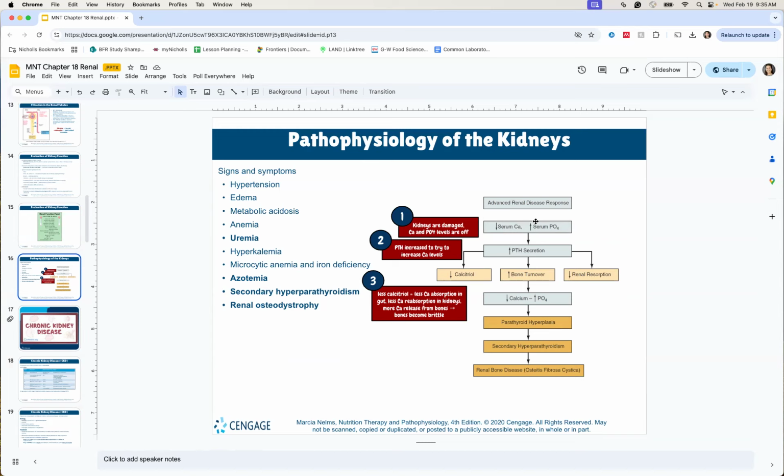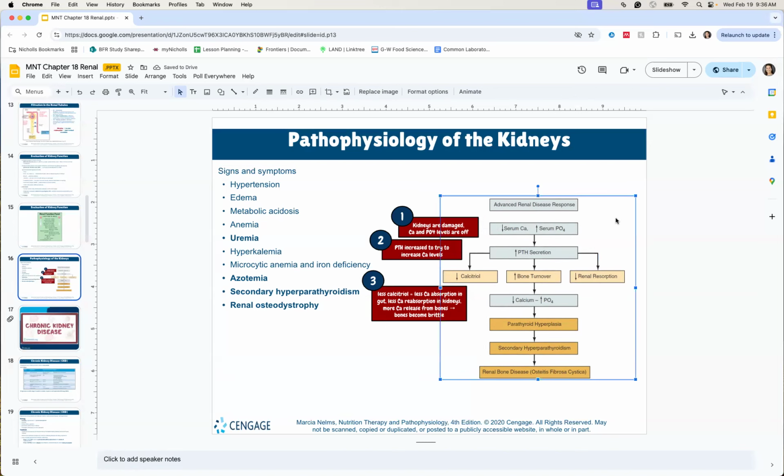So, what happens is the parathyroid gland secretes parathyroid hormone in an effort to increase serum calcium levels. Now, if you remember, the parathyroid gland is the major organ that is responsible for our calcium levels. So PTH helps to increase calcium levels. Now, what can happen though is that the more PTH that we secrete, okay, we see lower levels of calcitriol, we see higher bone turnover, and we see reduced renal reabsorption.